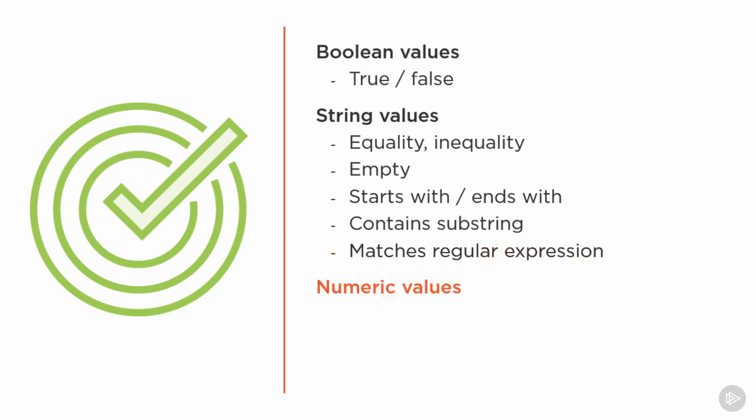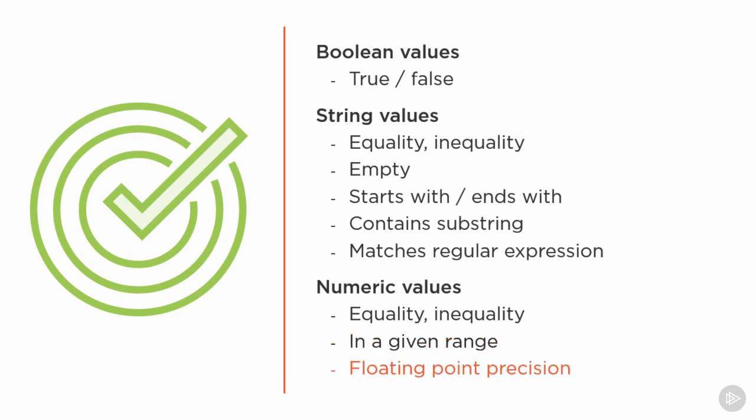When it comes to asserting against numeric values, we can make asserts based on equality or inequality. We can check that a returned result is in a given numeric range. And we can also optionally specify floating point precision in numeric asserts.